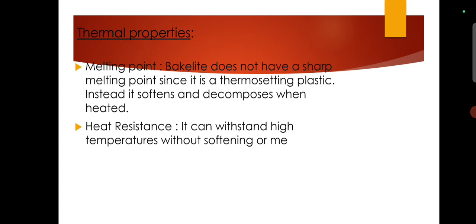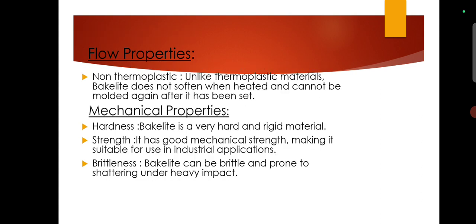Coming on to the thermal properties, it includes melting point and resistance. Bakelite does not have a sharp melting point since it is a thermosetting plastic. Instead, it softens and decomposes when heated. It can withstand high temperatures without softening or melting. Flow properties include non-thermoplastic. Unlike thermoplastic materials, bakelite does not soften when heated and cannot be molded again after it has been set.